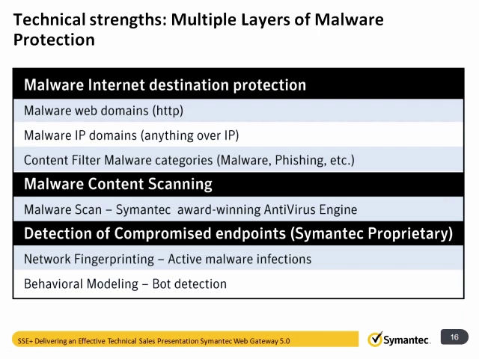And finally, the last layer of malware protection is our detection of compromised endpoints. So again, this is the network fingerprinting the Web Gateway uses to detect those infected clients on the network, and then also the behavioral technology the Web Gateway uses to identify those infected botnets in the network.